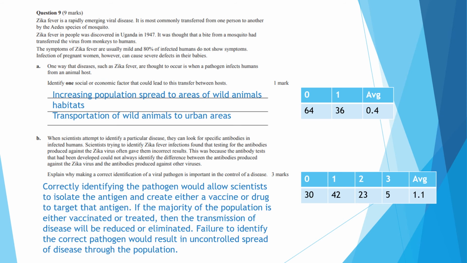In my answer, I mentioned that the correct identification of the pathogen would allow the scientists to isolate the antigen. That's statement 1. This allows the creation of a vaccine or drug to target the antigen, which is statement 2. And then this would allow the majority of the population to be vaccinated or treated, and that's statement 3. To be honest, my final sentence is probably a bit of a repeat, so technically it's probably not required.